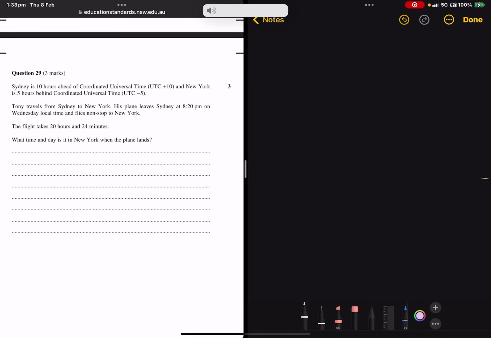Okay, so we're going to have a look at another question from the 2022 HSC Standard 2 Maths paper. So we have question 29. These are time questions, so time zone questions.